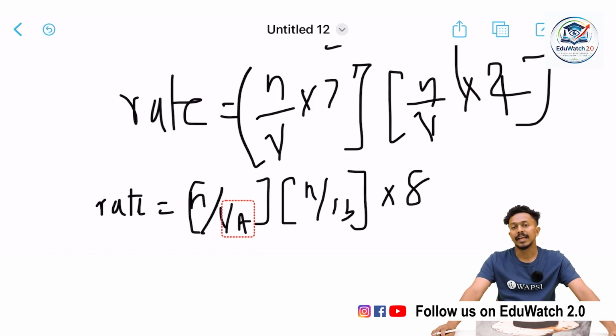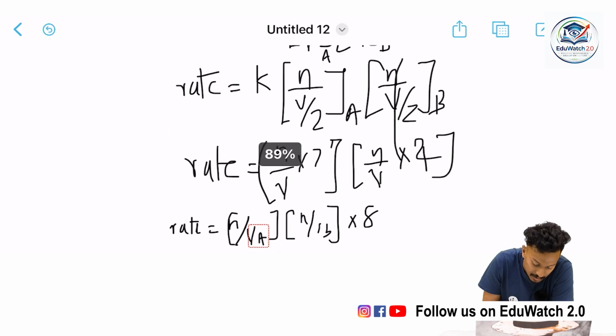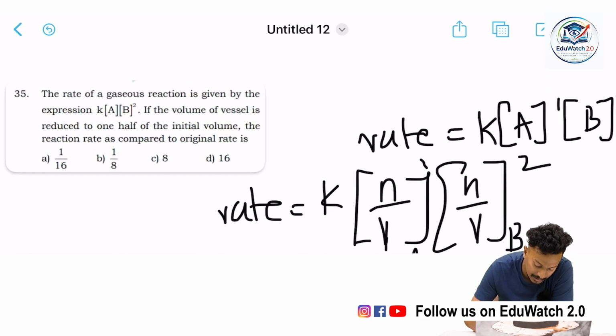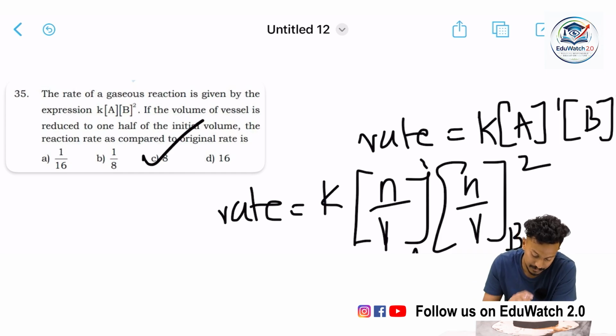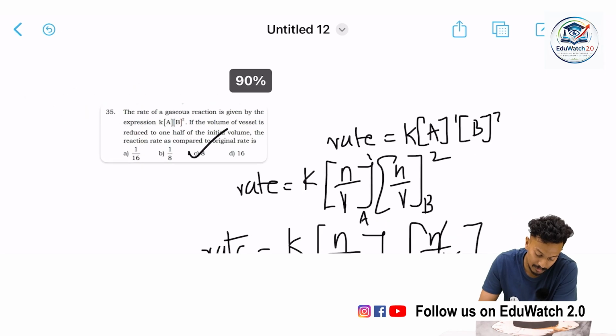So the rate of the reaction after halving the volume is 8 times greater than the initial rate. So the correct option would be option C, 8 times more than the initial rate of the gaseous reaction. Okay, we will move on to our next question.